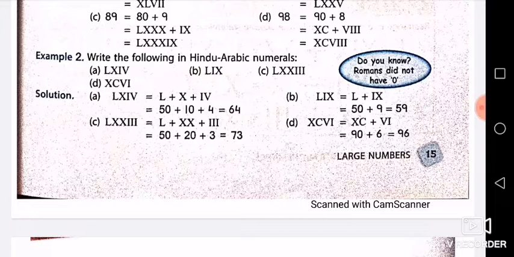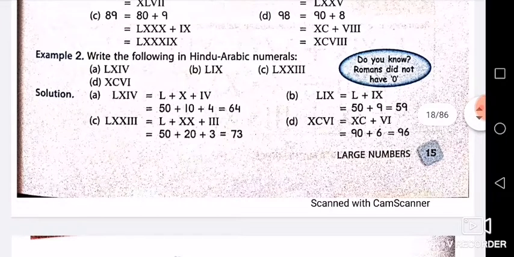Now, do you know Romans did not have 0? Romans were not using 0. So there is no symbol for 0, you will get it. So we'll do the exercise. Example 2 we'll see once.